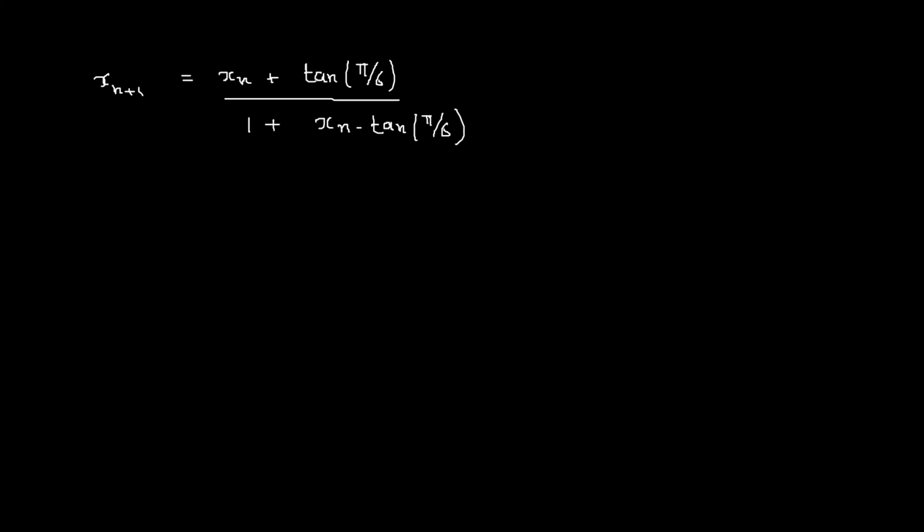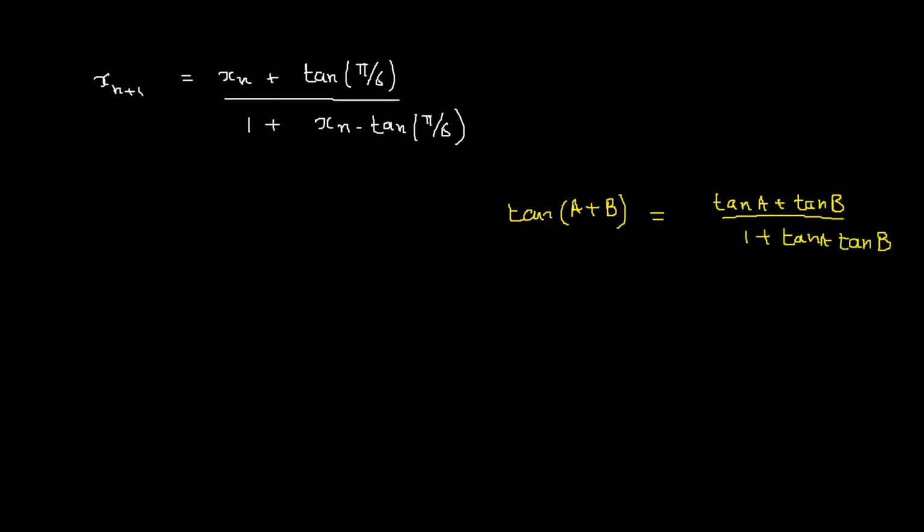Now you remember that we have an identity which says that tangent of (a + b), the tangent function applied to a sum of two different angles, is the same as (tan a + tan b) over (1 - tan a tan b).